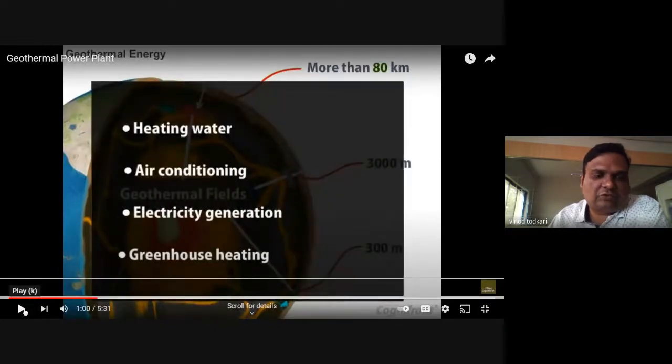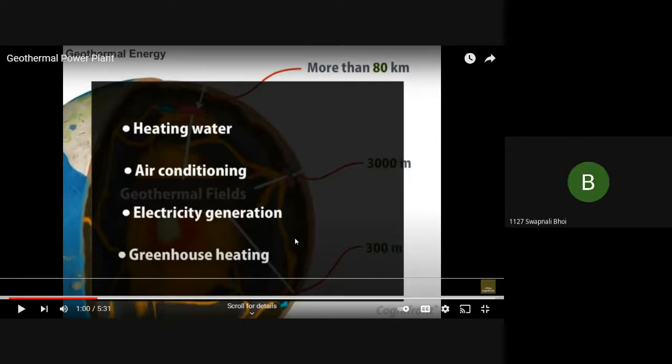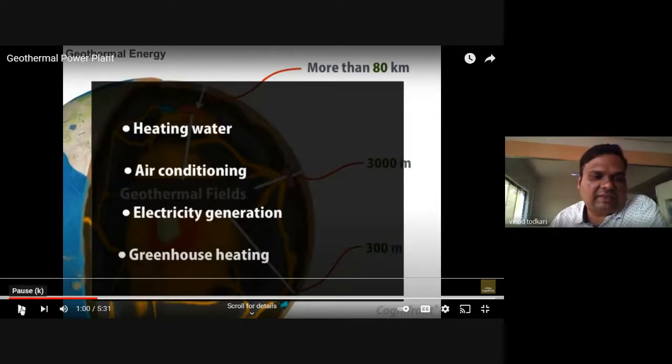Geothermal fields are the fields in which geothermal liquid is obtained. So what is the depth range for geothermal liquids? 300 to 3000 meters. Very good.